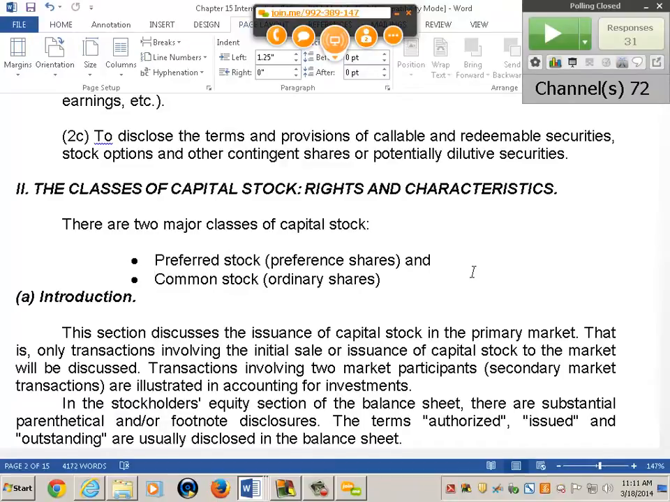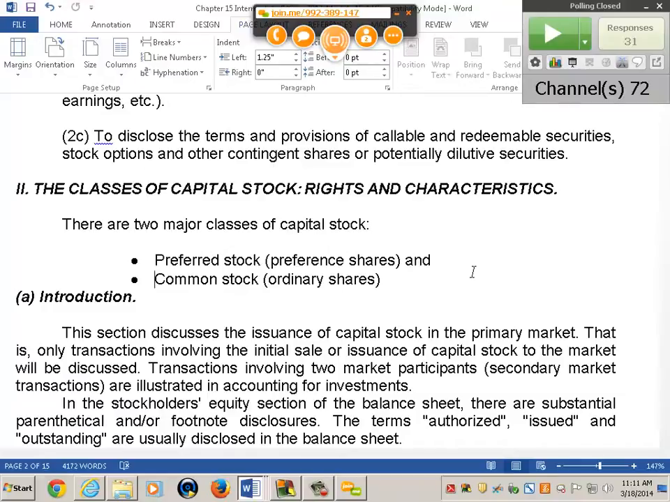Now on page 2, we know that we have two classes of stock, common, known as ordinary shares, and preferred, known as preference shares. Regardless of the class of stock, you're going to find detailed disclosures either in the footnotes or in the stockholders' equity section. You usually see the terminology authorized, issued, and outstanding. The authorized shares are the number of shares that you could legally issue.